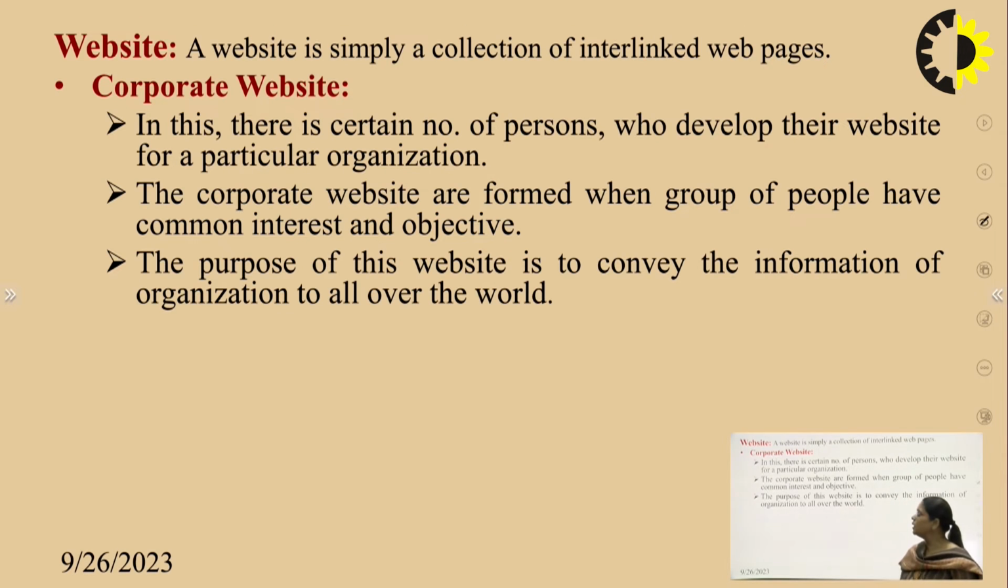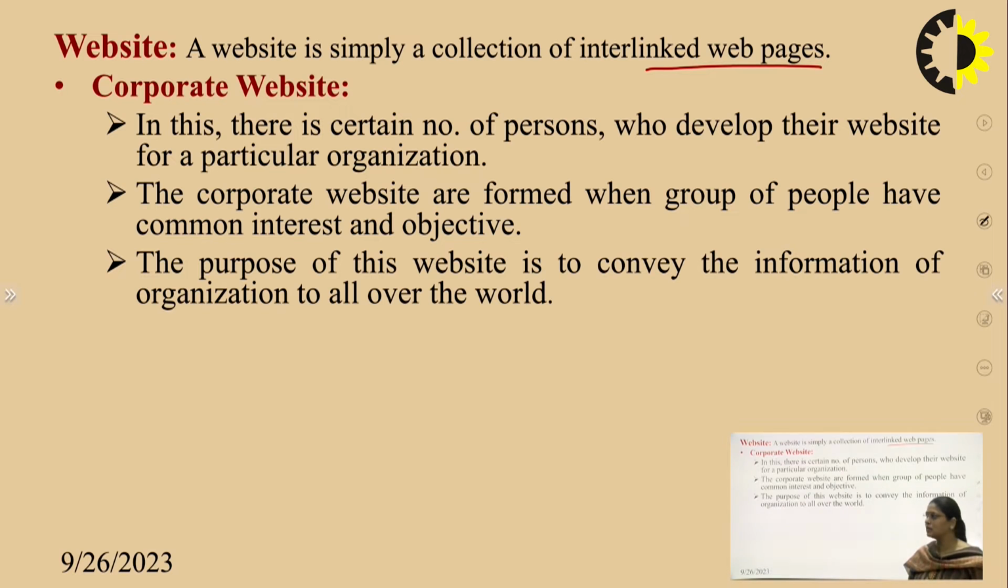A website is a collection of interlinked web pages, and we can create a website for different purposes. We can create a website for personal use, or for a company, which is called a corporate website. We can also use it for business purposes. So there are different categories through which we can create a website.